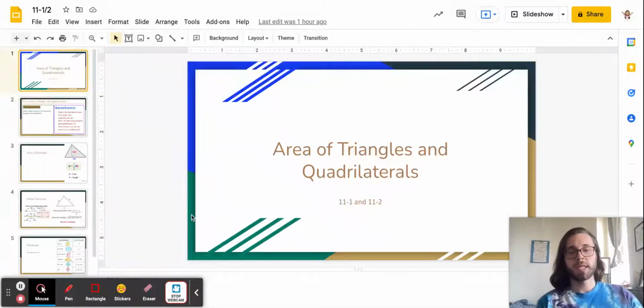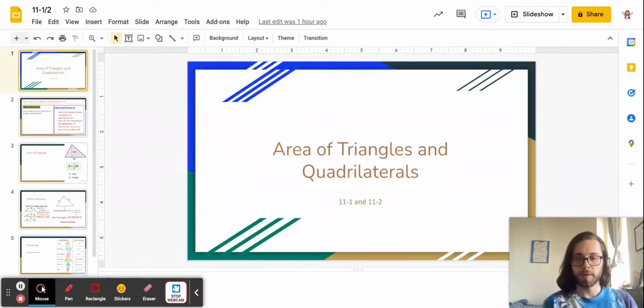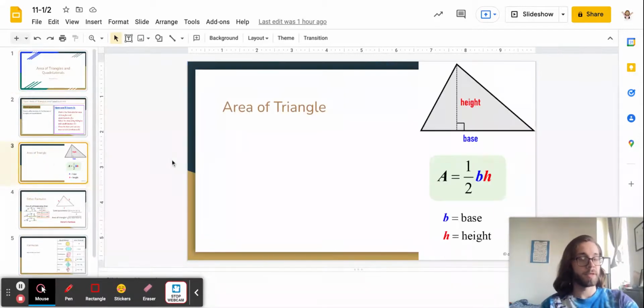Hi, everyone. Just wanted to take a minute to talk a little bit about area, in particular, the area of triangles and quadrilaterals. We're going to start with a broad overview of them. They're relatively straightforward and things that you hopefully will have seen before, just to make sure you can calculate and things like that. But to start off, we have the area of a triangle.